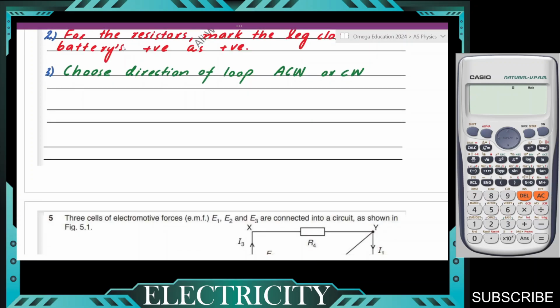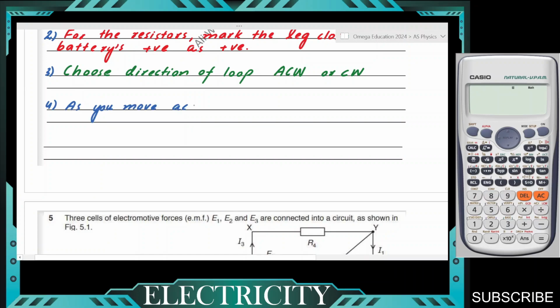Number 4. Now this is the most important one. As you move across the circuit through the different components, if you move from negative to positive, then the voltage across it would be negative. If you move from positive to negative, then the voltage across it would be positive.